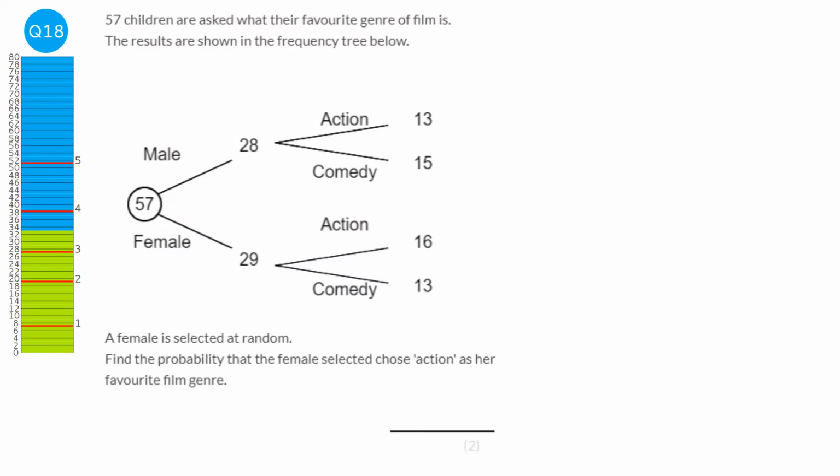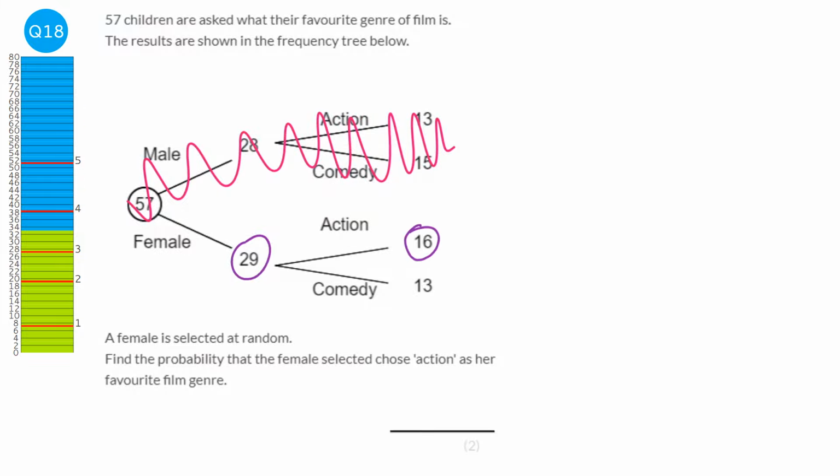The important thing to realise in this question is that we know a female has been selected. So we can just basically get rid of all of this part of the frequency tree because it's not relevant, because we know a female has been selected. So there's 29 females altogether, and we're looking for the probability that the female chosen at random picked action. So it's just simply 16 over 29.